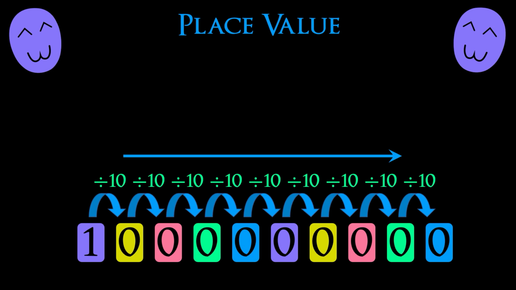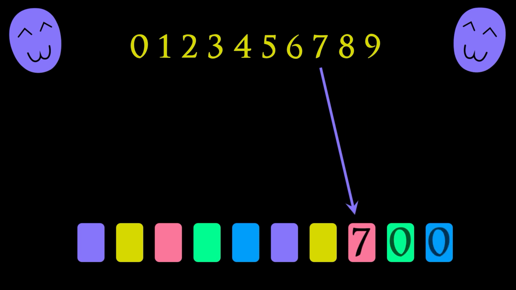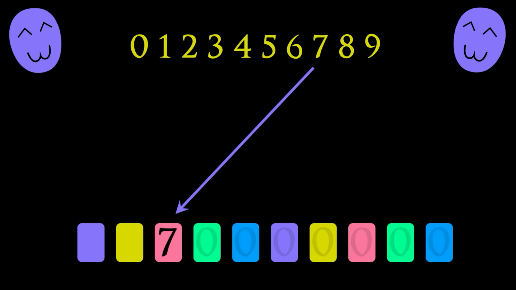So in a multi-digit number, the value of a digit is determined by the number place that digit is occupying. If the digit 7 is in the ones place, it just means 7. But if the 7 is in the hundreds place, it means 700. A 7 in the 10 millions place means 70 million.